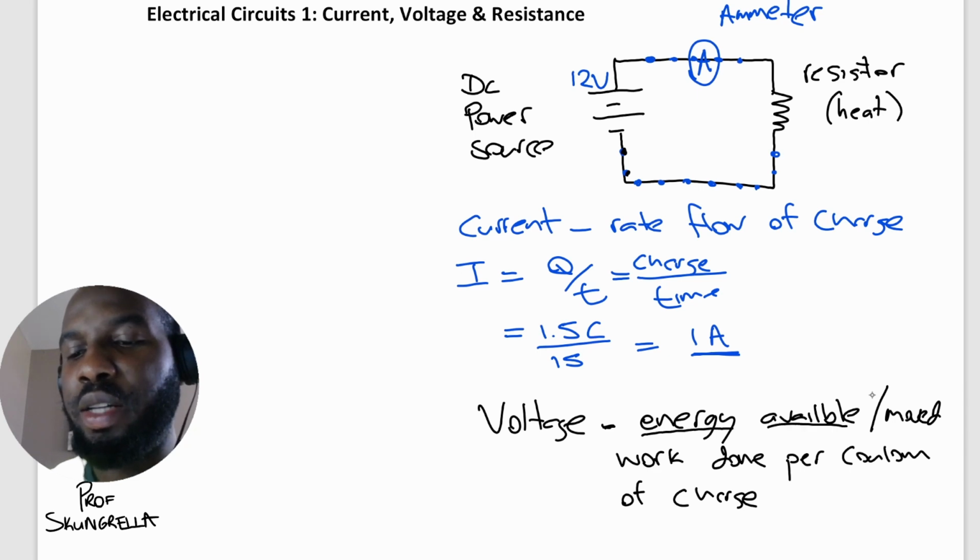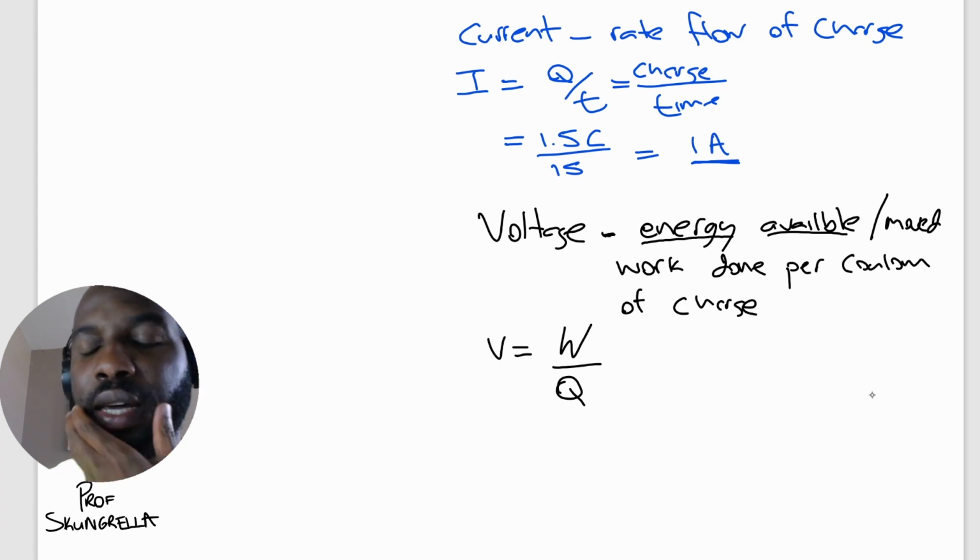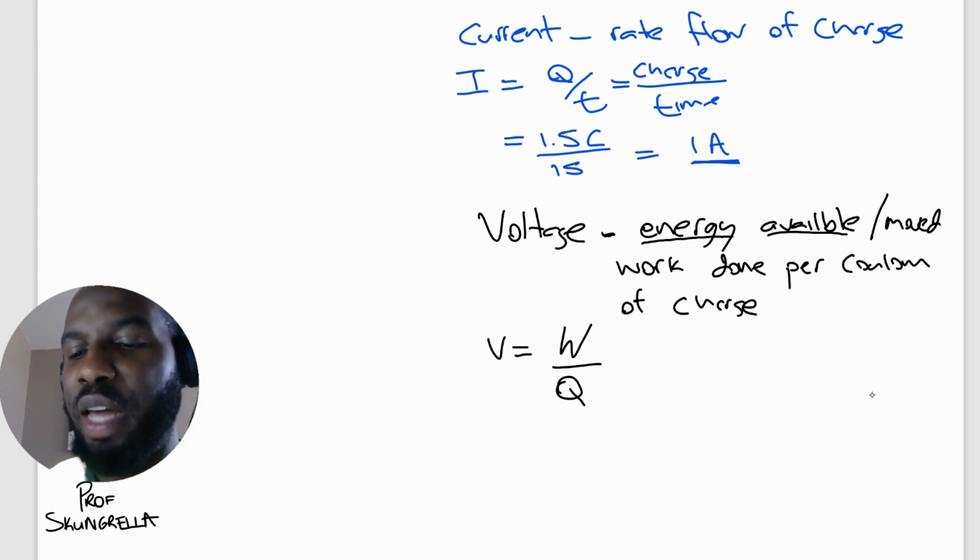charge, right? So if we have a lot of energy available per coulomb of charge, the voltage is going to be higher. If we have a smaller amount of energy available per coulomb of charge that flows, the voltage will be lower. So the equation for voltage is that voltage is equal to W, for work done or energy, over charge, right?